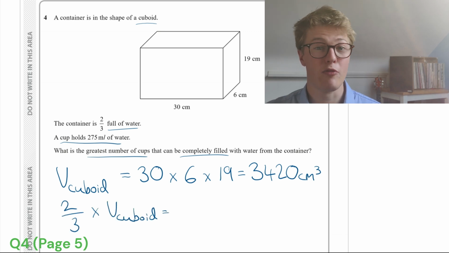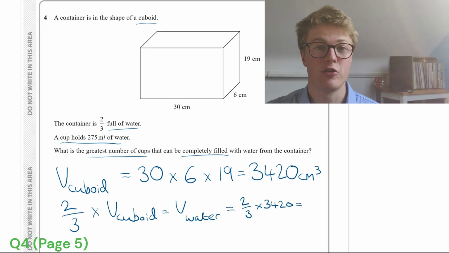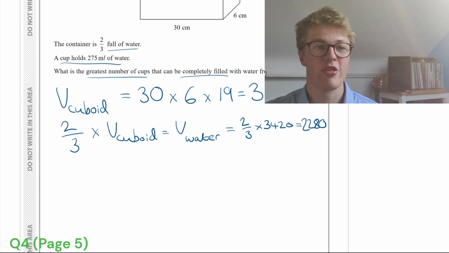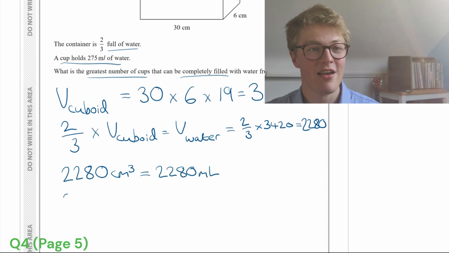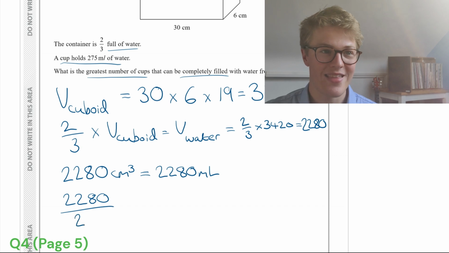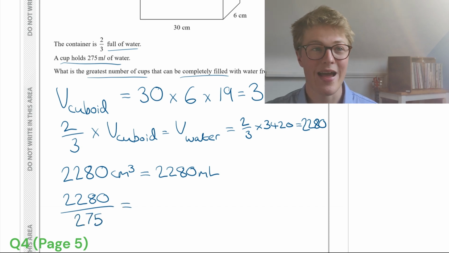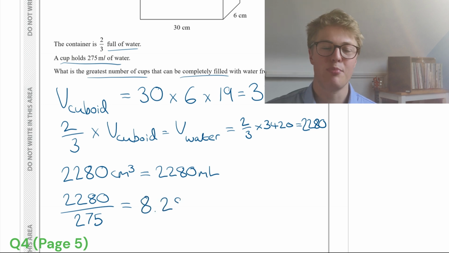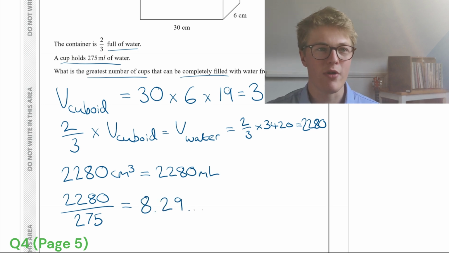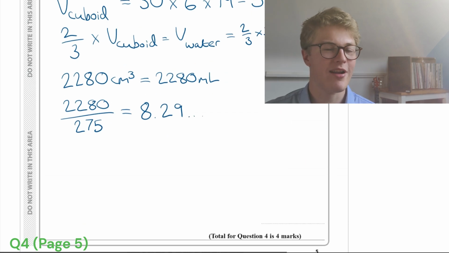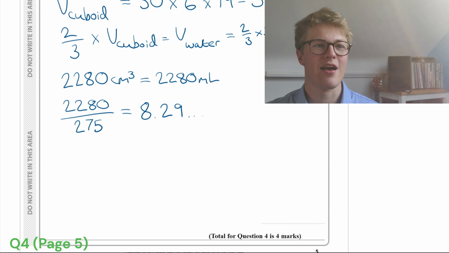2/3 of that is going to be the volume of the water, which leaves us with 2,280, and then we know that centimetres cubed is the same as millilitres, so we can divide 2,280 by 275 to find how many cups will be needed to hold all of the water. This gives us 8.29, and therefore the greatest number of cups that can be completely filled with the water is 8, because we can't have 0.3 of a cup be filled, we need to have completely filled cups. So 8 is our answer.